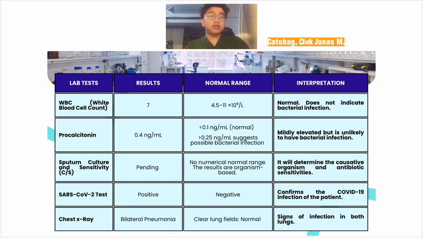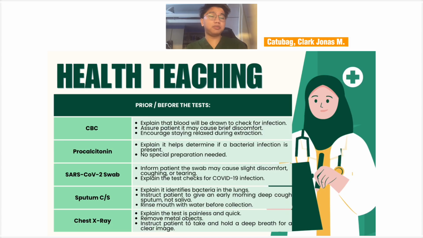So moving on to health teaching important points before and after the test. So before the test, for CBC, explain that the blood will be drawn to check for infection, assure the patient it may cause brief discomfort, and encourage staying relaxed during the extraction. For procalcitonin, explain it helps determine if a bacterial infection is present and there is no special preparation needed. For SARS-CoV-2 swab, inform the patient that the swab may cause slight discomfort, coughing, or tearing, and also explain that the test checks for COVID-19 infection.